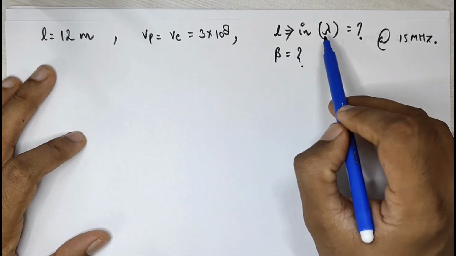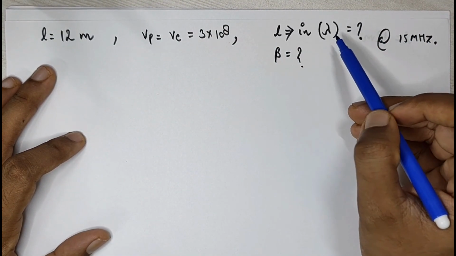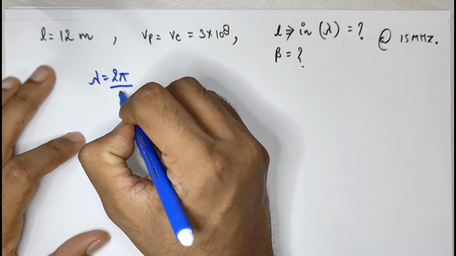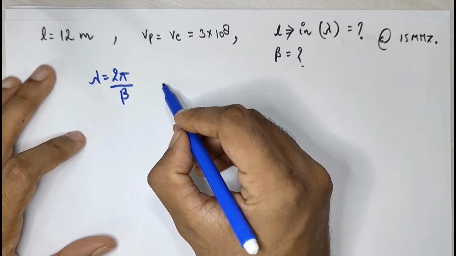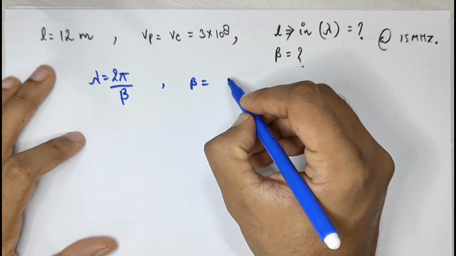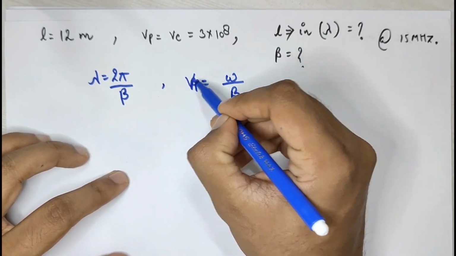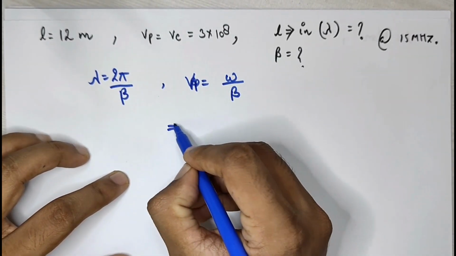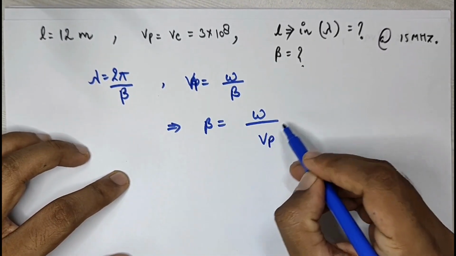Now we need length in terms of wavelength, right? So if we are able to calculate wavelength, what is the formula? Lambda is equal to 2 pi by beta, and beta we have to calculate anyway. Now we need to calculate beta. We know that Vp, the phase velocity, is equal to omega by beta. So from here we can write beta is nothing but omega by Vp.